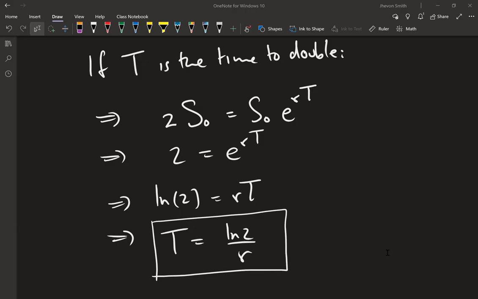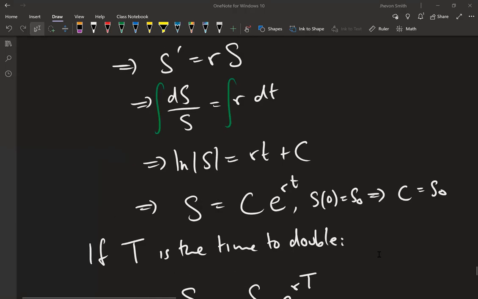This is something, whenever you just have something growing, you're not affecting it by some external means. You're not withdrawing, or depositing, or doing anything else. You just have it sit there, and it's just growing on its own. If it's being compounded continuously, the time to double is going to be ln 2 over r, where r is the interest rate. So that was part A.